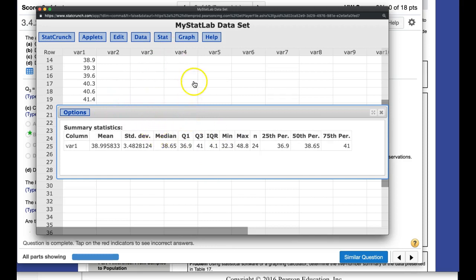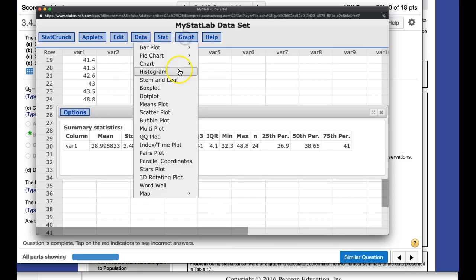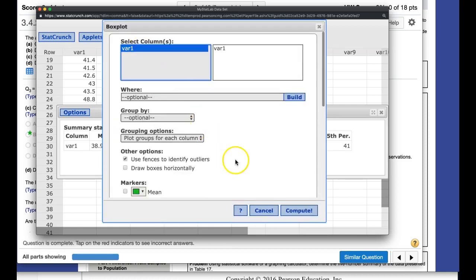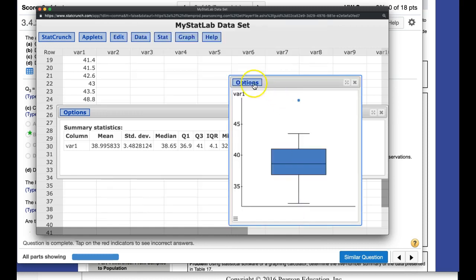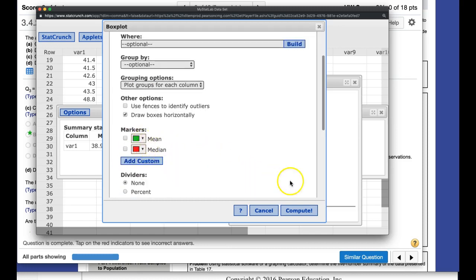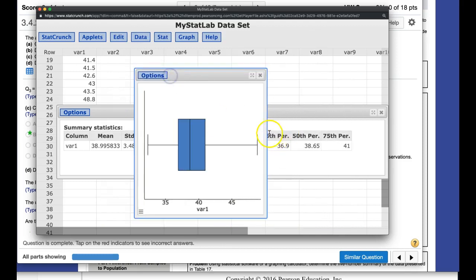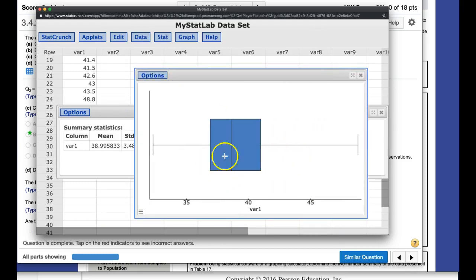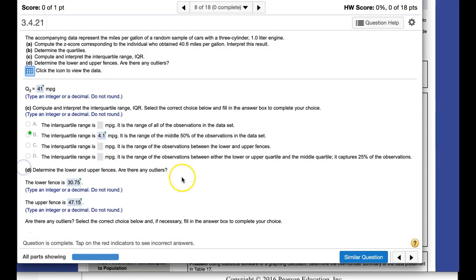Another thing you're going to do from 3.5 is to graph a box plot. And so that would go graph box plot, the one variable there, and compute. I like to draw the boxes horizontally there. You could show mean if you want. And then you can see you get a box plot, the spread of the data. This one looks a little bit skewed right. The tail's longer here, but it's mostly symmetric there. And you see you can get the values that way also. So just keep that in mind as you're using StatCrunch and doing these sections here.